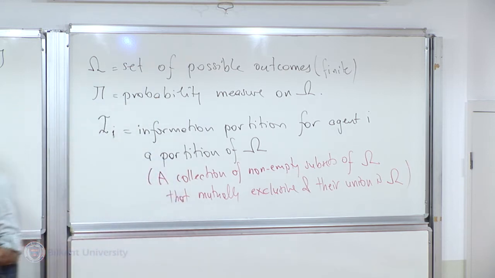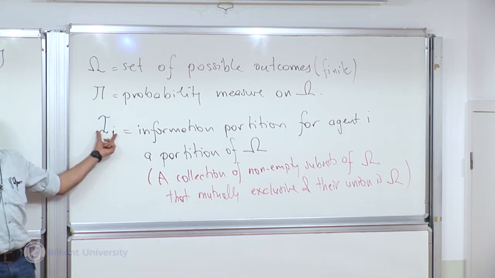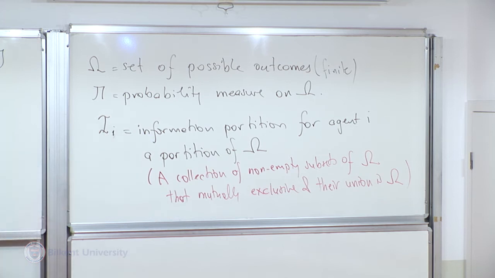Okay. So what does that partition tell us? It tells us what kind of information agent i receives about the outcome. So we have a partition for each agent. So let's look at this example.